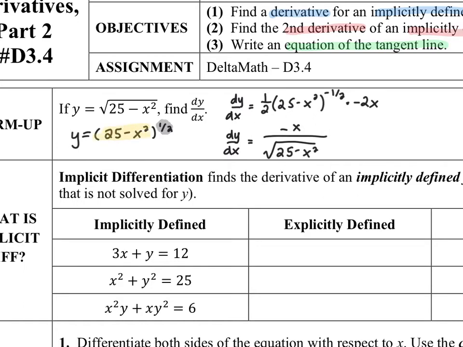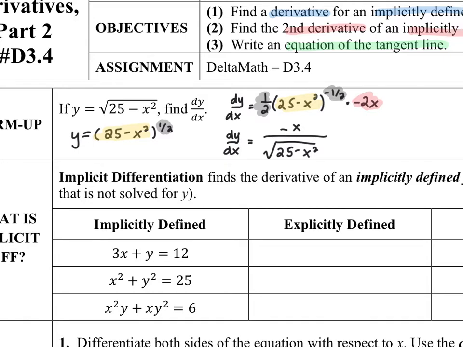And I start this by doing the derivative of the outside. So I bring down my power, and I subtract 1 from the power. I leave the inside alone, so this is my 25 minus x squared. And then I multiply times the derivative of the inside function. And the derivative of 25 minus x squared is my negative 2x.